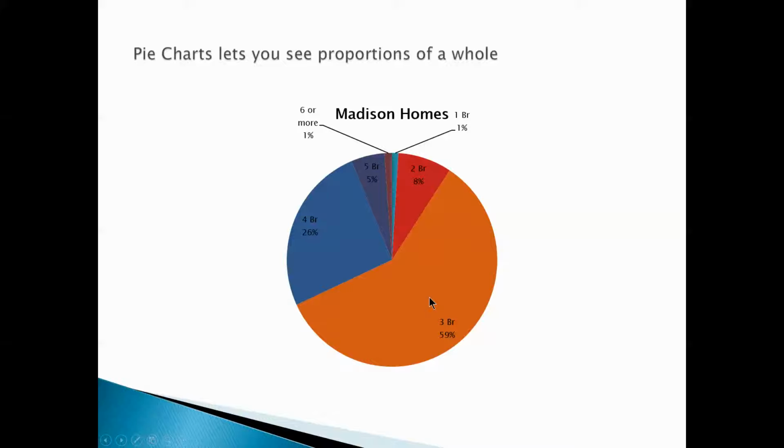So this quick visual tells us, 59% of the homes in our sample had 3 bedrooms. So down here, 59%. 26% had 4 bedrooms. It's kind of dark, but 5% had 5 bedrooms. 1% had 1 bedroom, and so on. It shows us how a whole is divided into proportions. It's very simple, but useful, and it tells a quick important story about what the houses in Madison look like.